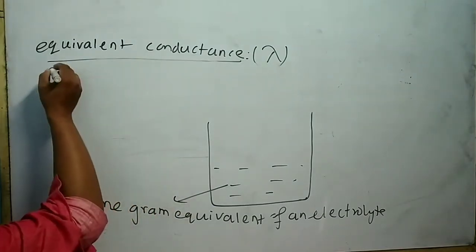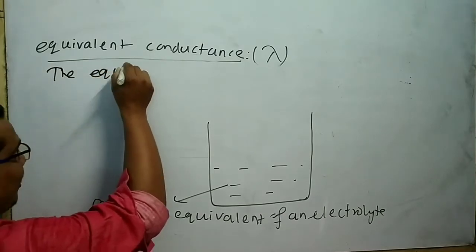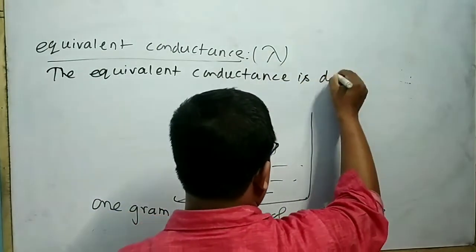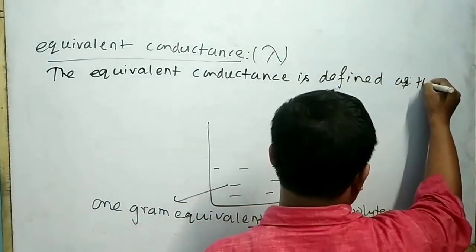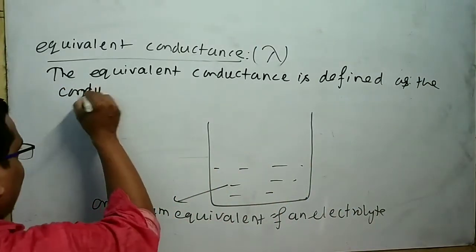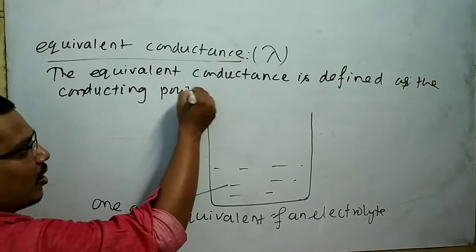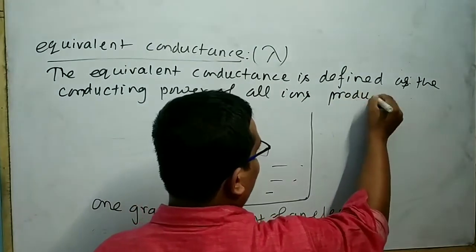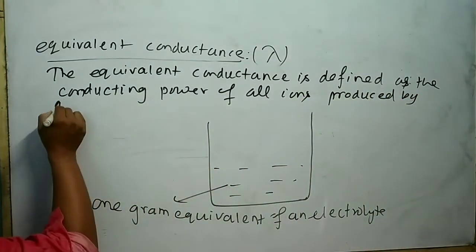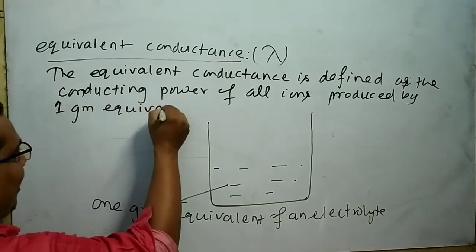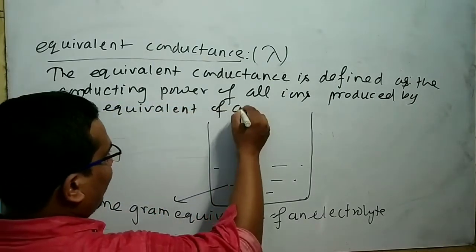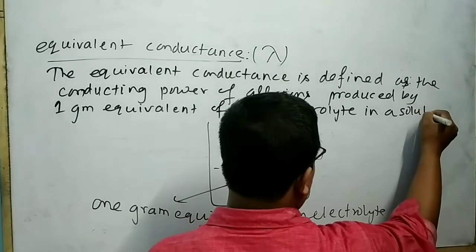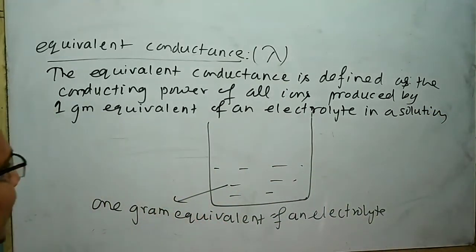So the equivalent conductance is defined as the conducting power of all ions produced by 1 gram equivalent of an electrolyte in a solution. This is said to be equivalent conductance.